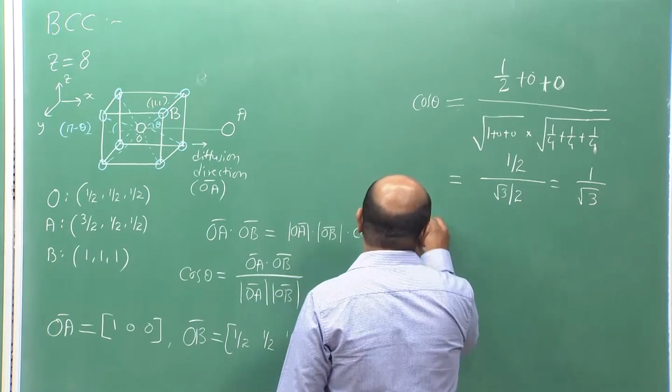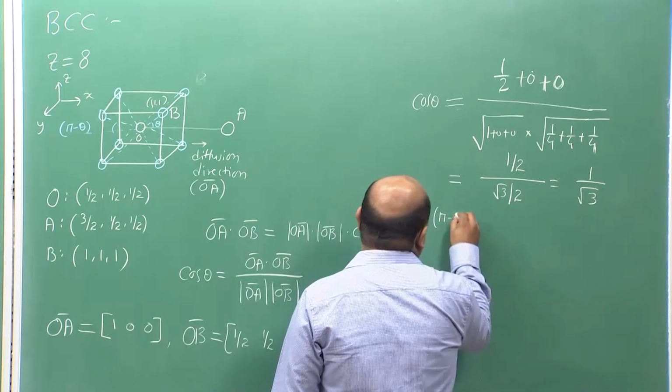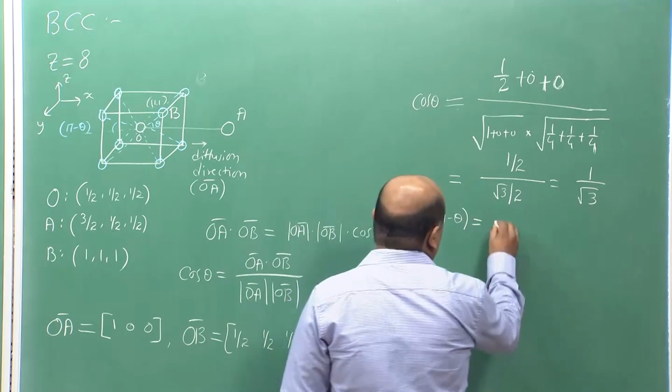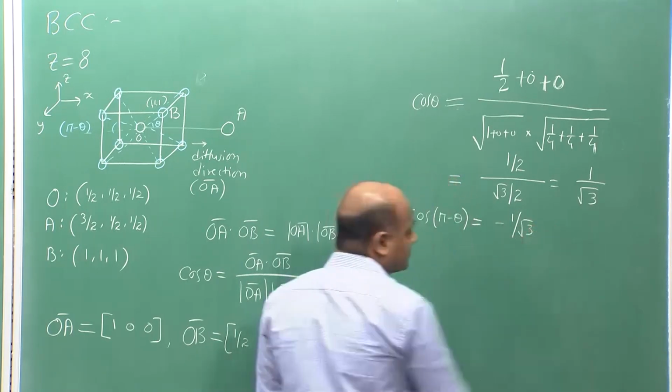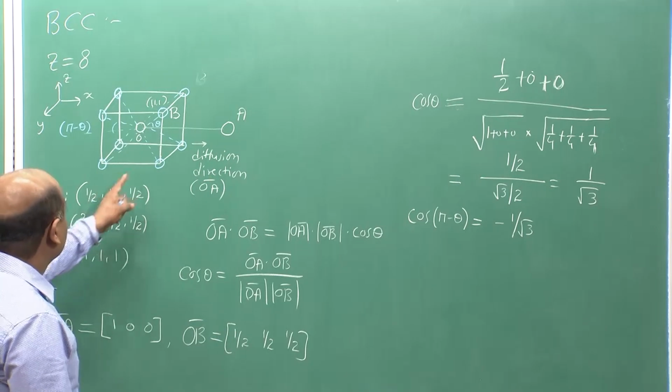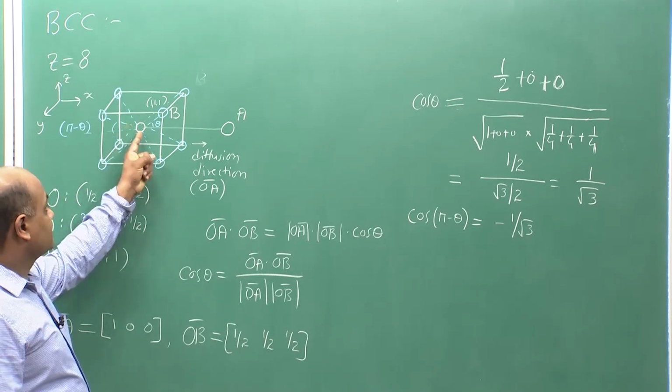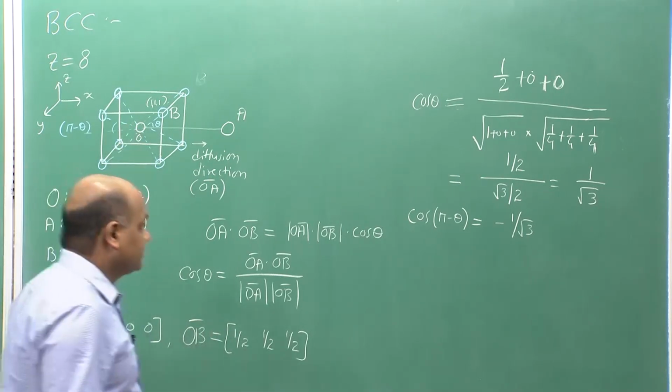So, obviously, cos pi minus theta would be minus 1 by root 3, right. That is the angle that the reverse jump vectors make, right, on this side.